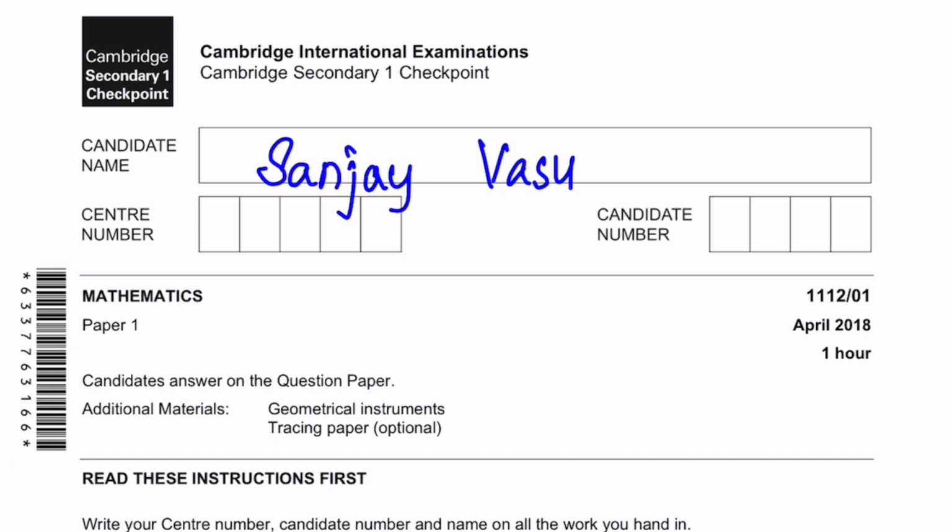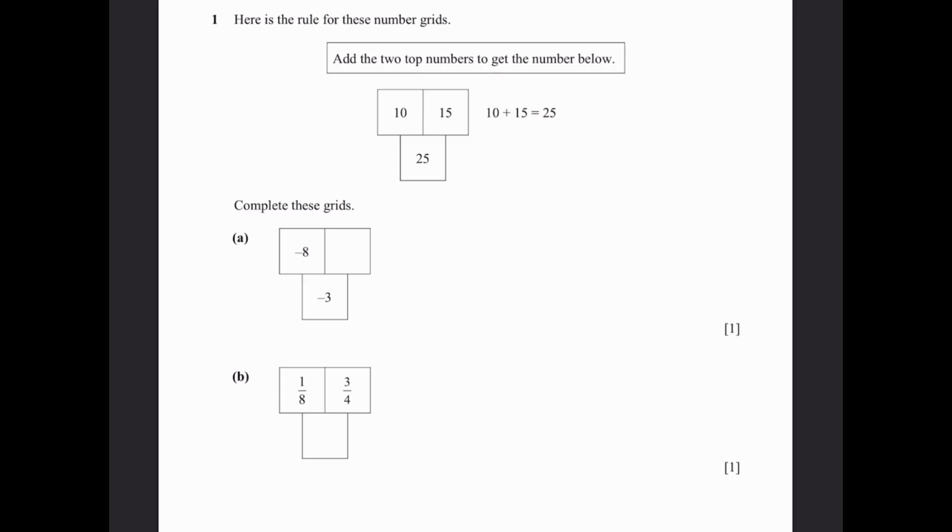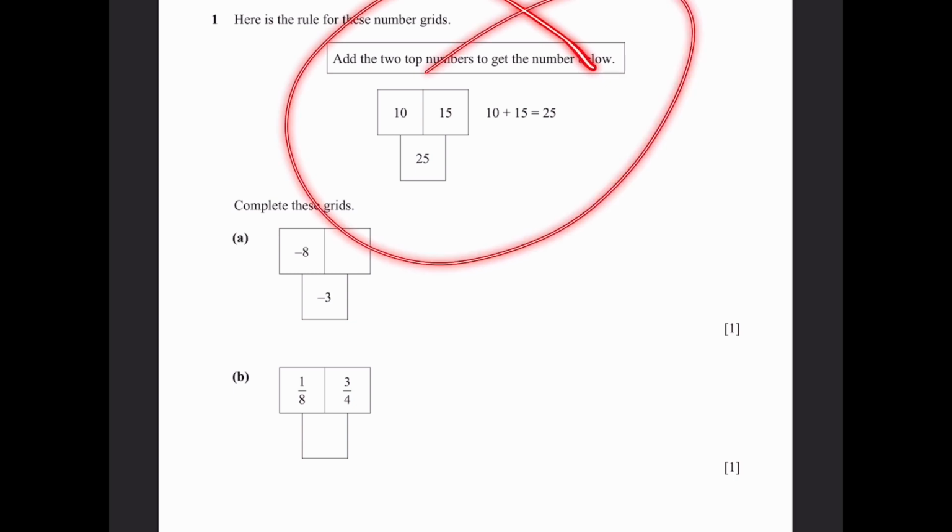This time it's about Cambridge Secondary 1 Checkpoint Mathematics Paper 1 for April 2018. Question 1. Here is the rule for these number grids. Add the two top numbers to get the number below. 10, 15 and 25. 10 plus 15 is 25.